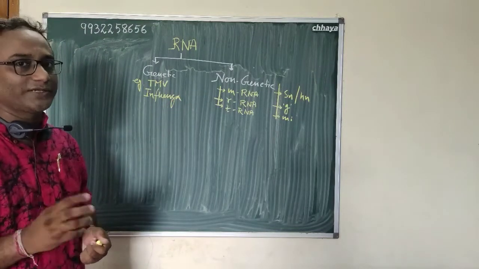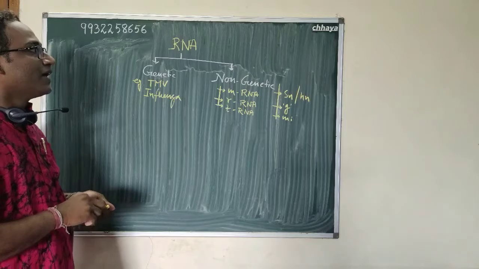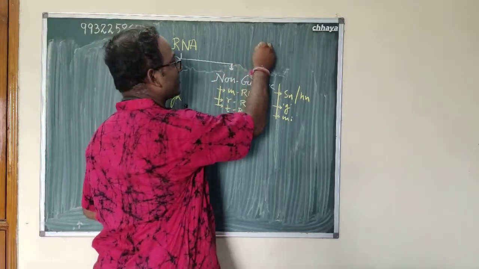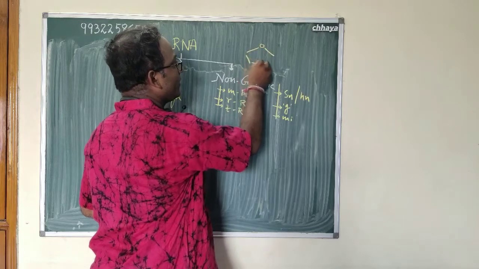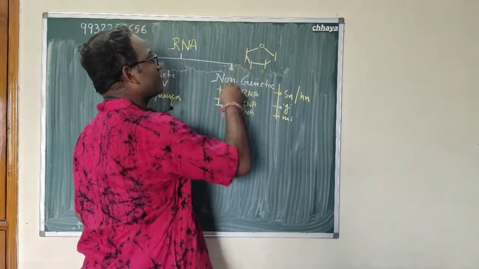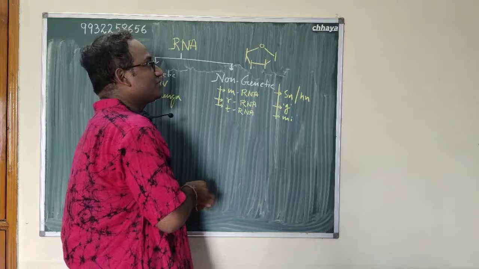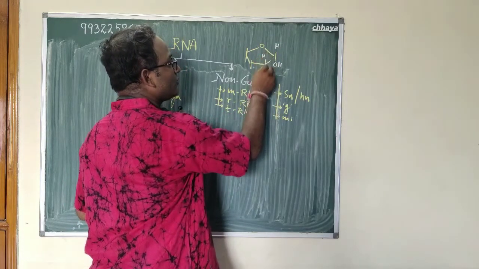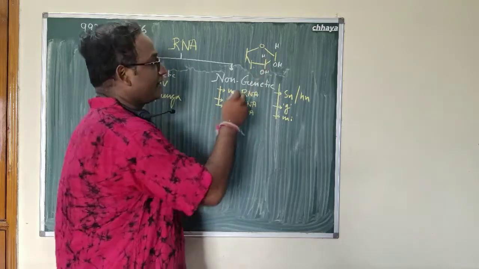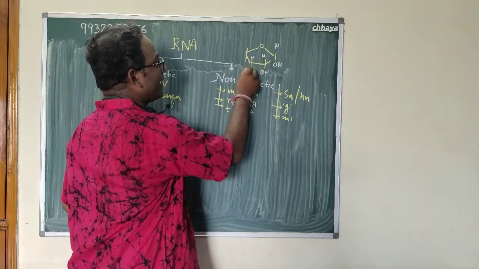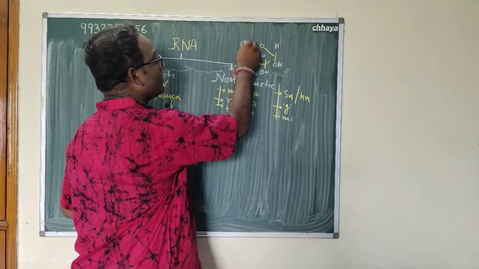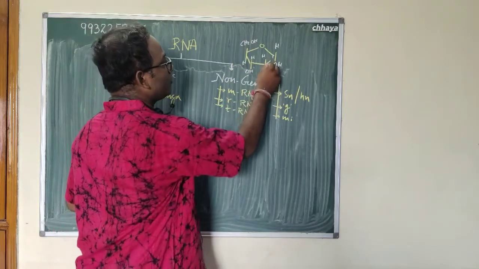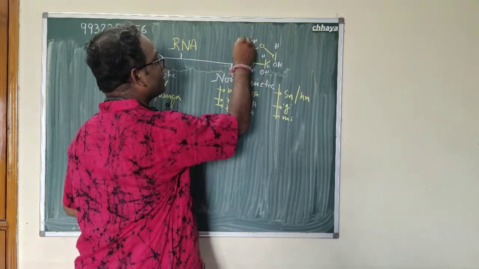First, we look at the structure of RNA. Basically RNA is the same as DNA; the basic difference is in the pentose sugar. Pentose sugar means a 5-carbon component. In this 5-carbon component, the first carbon has H and OH, the second also has H and OH, which is the difference between DNA and RNA, the third also has H and OH, and the fifth carbon has CH2OH. So these are the 1, 2, 3, 4 carbons, and this is the fifth carbon.